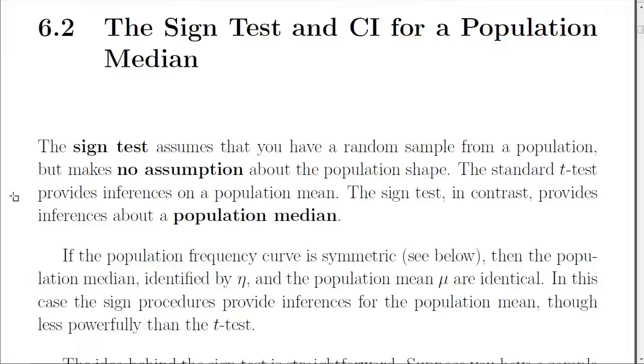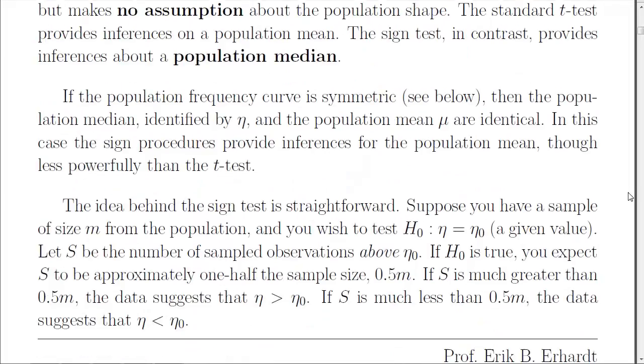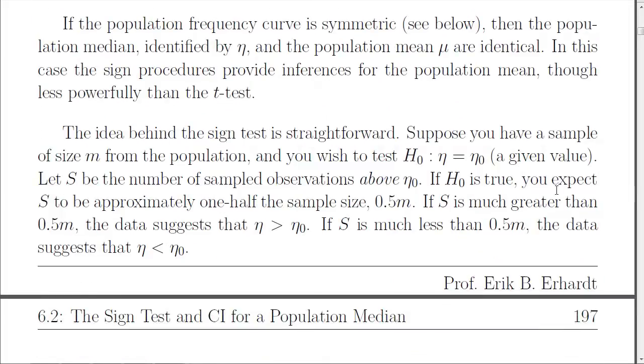It's the middle point if you were to rank order all the observations or all the values in a population. If the population frequency curve is symmetric, then the population median and the mean are identical, right? If they're symmetric, in which case the sign test will also provide inference on the population mean, though it'll be less powerful than the t-test.